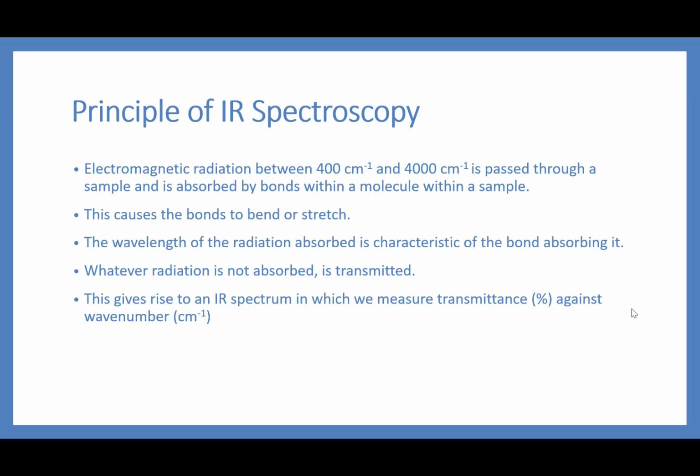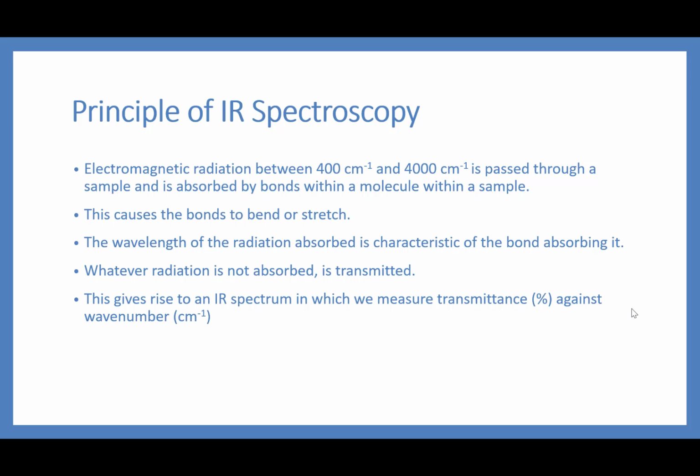So we're going to begin with the principle of IR spectroscopy. We're still using electromagnetic radiation, the spectrum that we would have talked about previously with our UV and our fluorimetry. But this time we're looking at wavelengths between 400 and 4000. All that's happening here is that electromagnetic radiation between 400 and 4000 is being passed through a sample of interest. This sample can be a solid, a liquid or a gas, and the radiation is being absorbed by the bonds within the molecules in the sample. This radiation causes these bonds to either stretch or to bend.